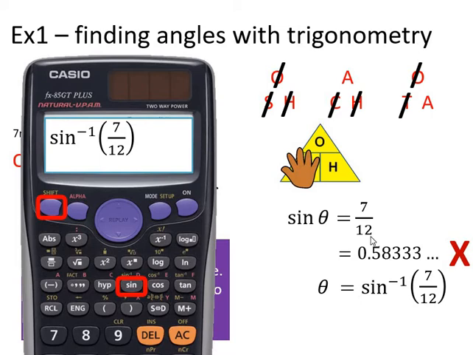Because 7 over 12 by itself, 0.583, is equal to sine theta. It's not equal to theta. It's not equal to the angle. So we want to find the angle, so we have to use this special button. And this is called the inverse sine. So we're going to do inverse sine of 7 over 12. And that gives us just the angle. And that should give you, when rounded to 3 significant figures, 35.7 degrees.